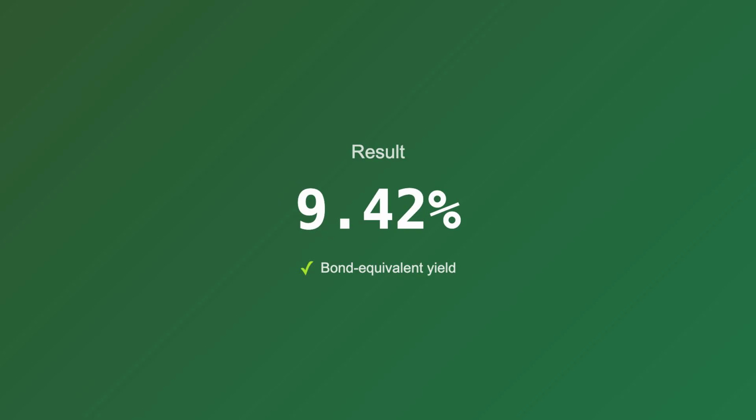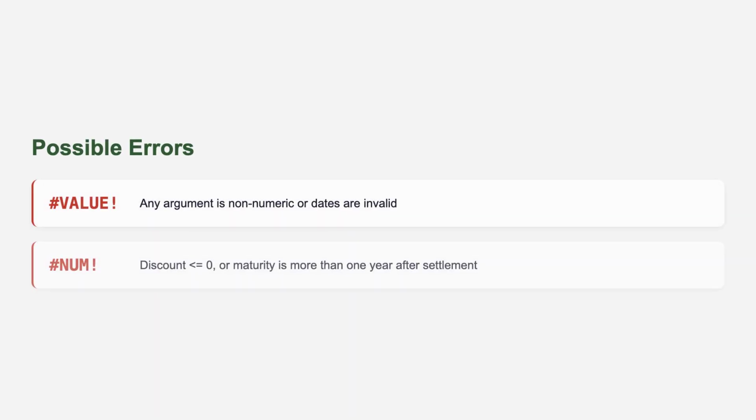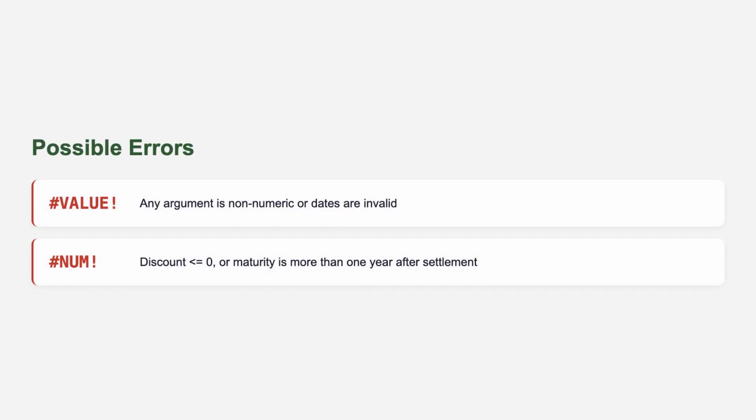This is the bond equivalent yield, which converts the T-bill's discount rate into a yield that can be compared directly with coupon-bearing bonds. Watch out for common errors. A value error occurs when any argument is non-numeric or when the dates are invalid. A num error occurs when the discount rate is less than or equal to 0, or when the maturity date is more than 1 year after the settlement date.